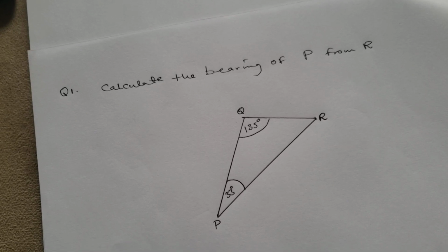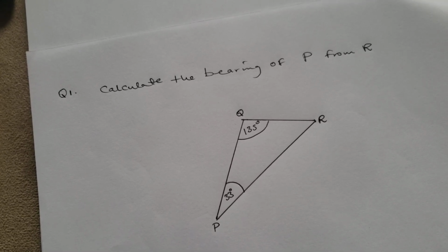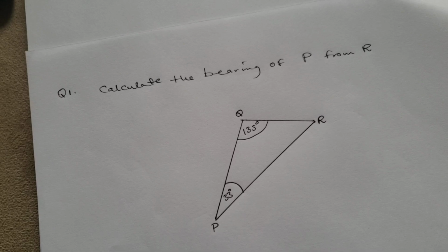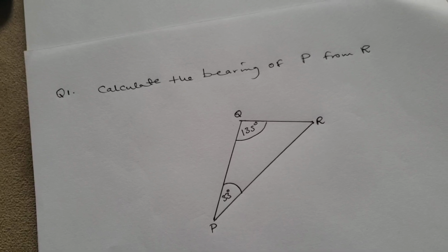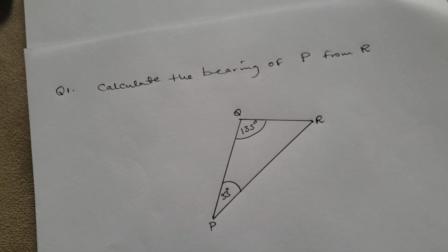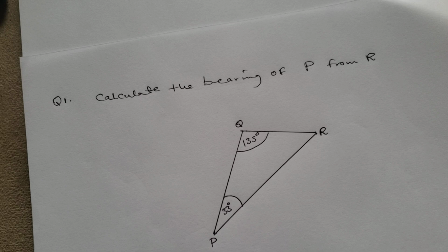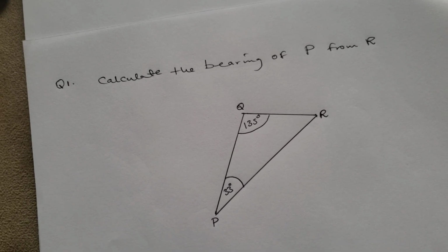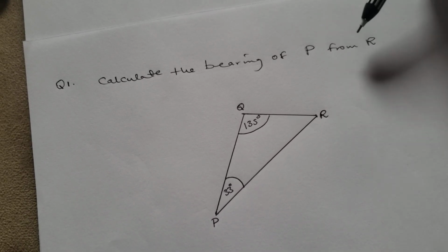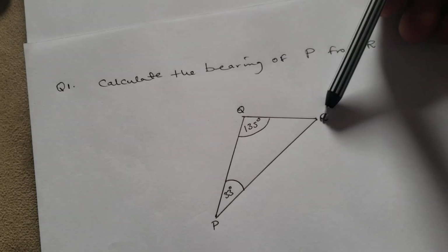All right, so the first question we're going to look at is saying, calculate the bearing of P from R. So what we're supposed to do when it comes to bearing, we always take note of the side where it's coming from. So we need to find the bearing of P that is coming from R. So where we're supposed to go, we go where R is.